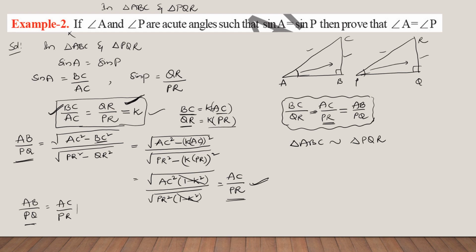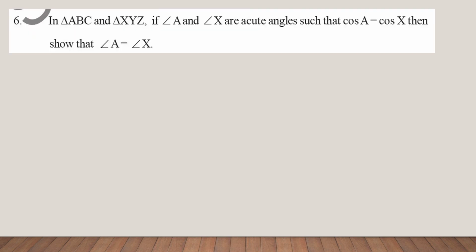Understood? So by making use of these ratios, we can say triangle ABC is similar to triangle PQR. So if two triangles are similar, what we can say, corresponding angles are equal, no? So from that we can say angle A is equal to angle P. So what we have to prove here, right? The same question is already given in our exercise.